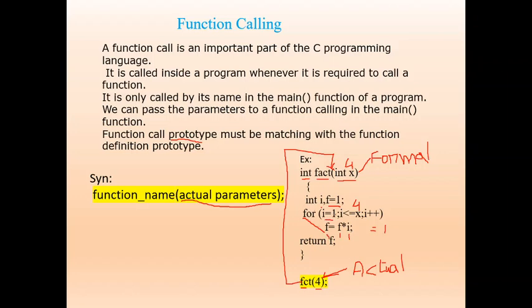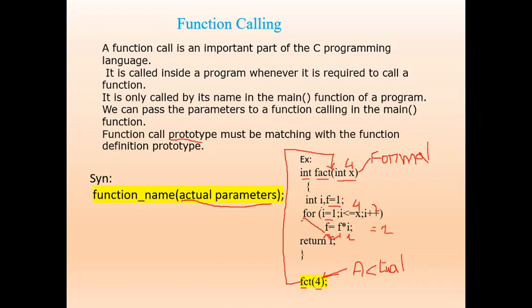Control will move. Now the i value is incremented by 1, that means i is 2. The condition is true, so it will enter. f equal to f into i. Now the i value is 2, so f equal to 1 into 2. 1 into 2 means f is 2. It will update, f is 2.